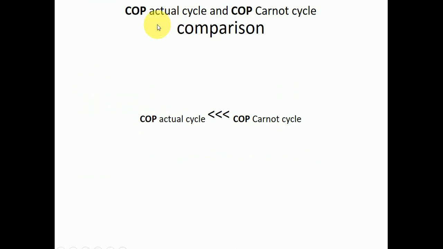So here is the comparison of the coefficient of performance (COP) of the actual cycle and the COP of the Carnot cycle. The coefficient of performance of the Carnot cycle is obviously greater than that of the actual cycle. The question arises: why are we not explaining the efficiency, and saying only the coefficient of performance?